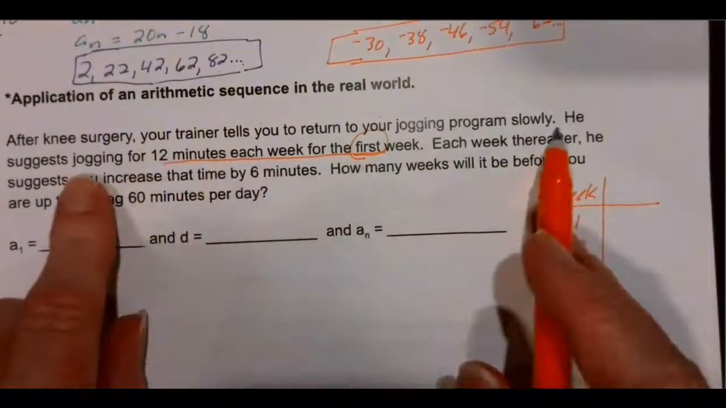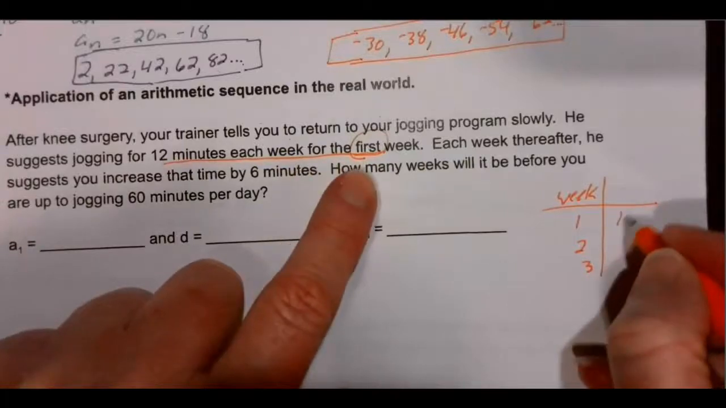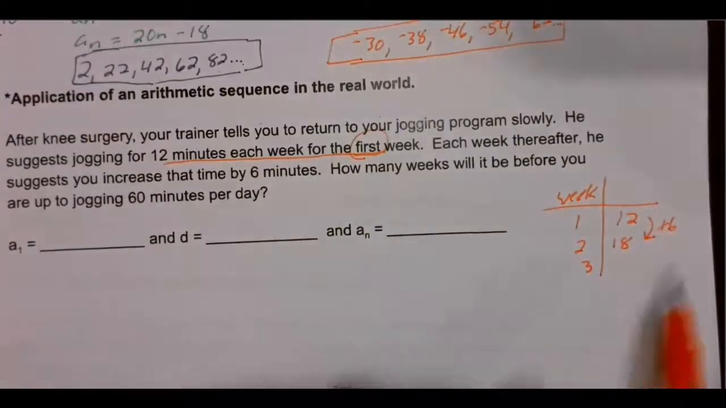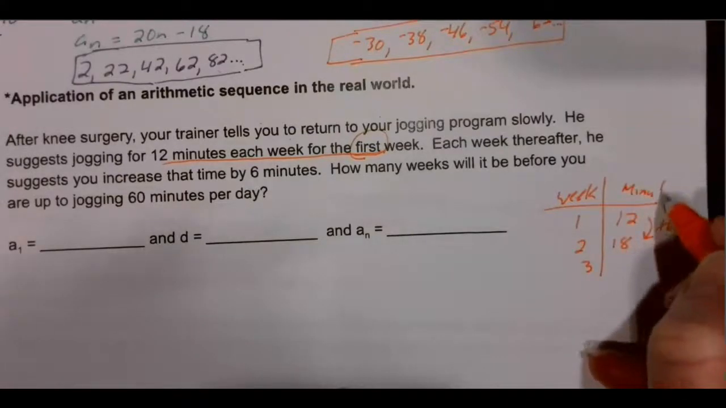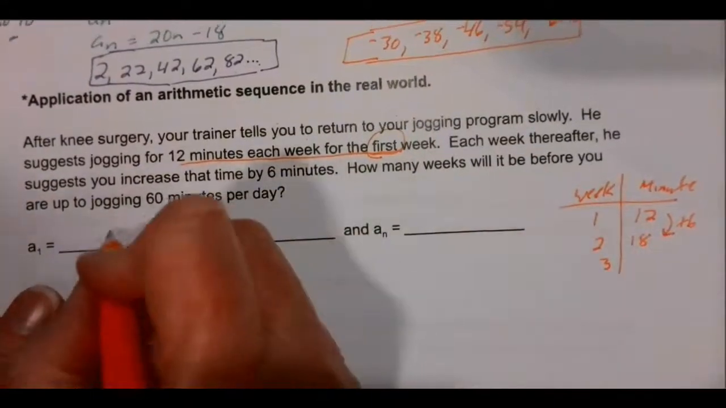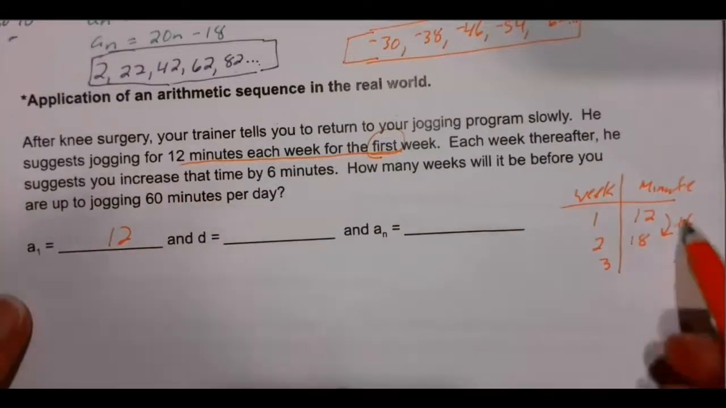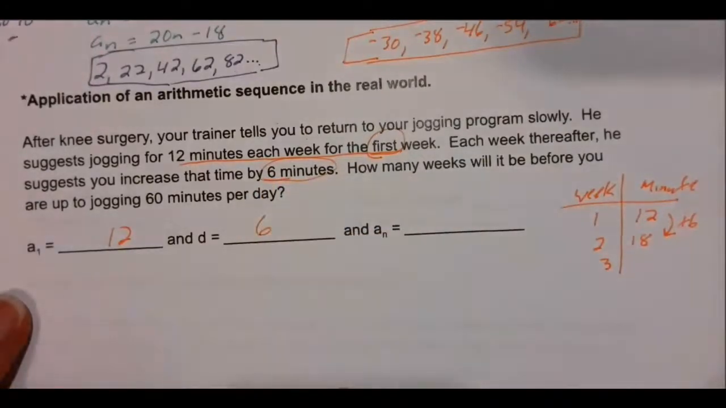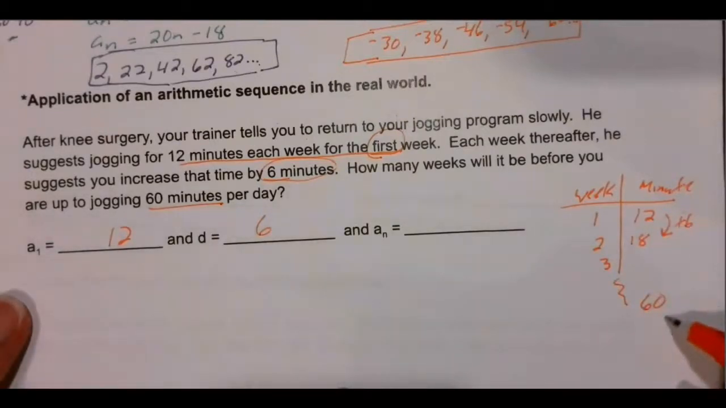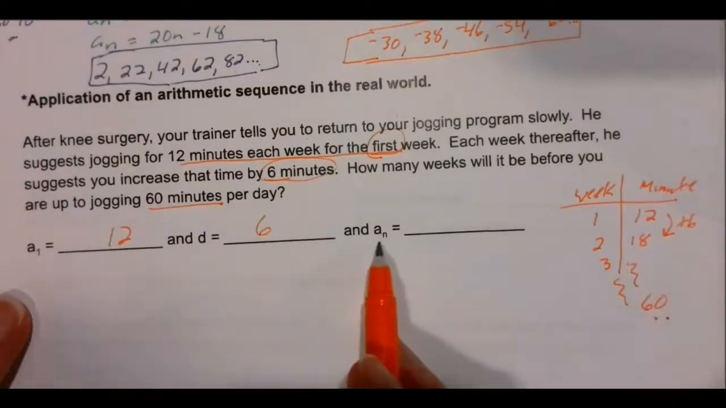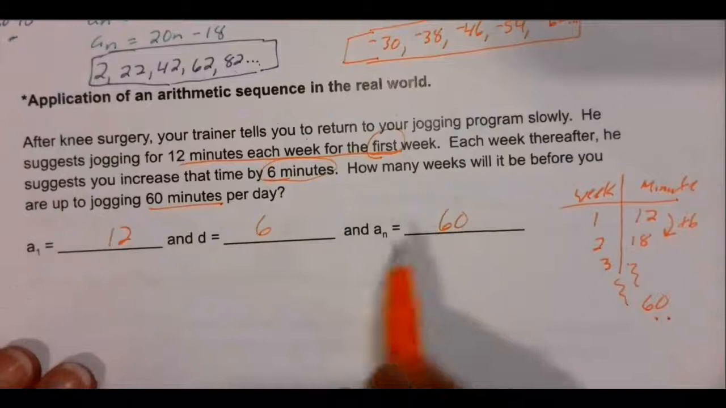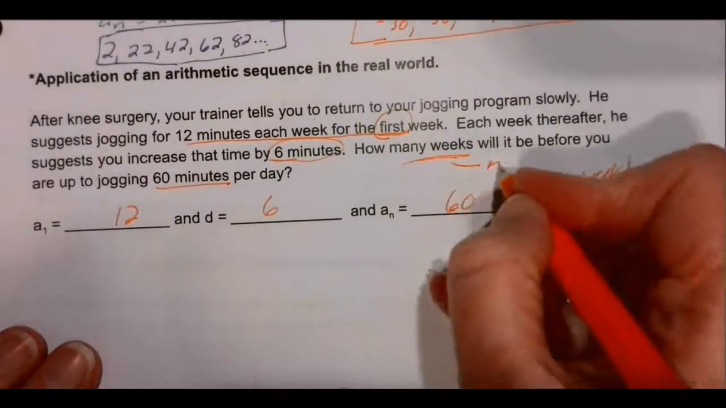He suggests jogging for 12 minutes the first week, and then each week he increases it by 6. That table might be helpful to see where this information is coming from. So you can always make a table of what's going on. A sub 1 we know is 12 because 1 is the first week. What's the difference every time? They told us that too, 6 minutes. They also told us that by the end of all this time, we want to be jogging 60 minutes each week. So a sub n is actually 60. That's our nth term. What we're trying to find is how many weeks. That is n.